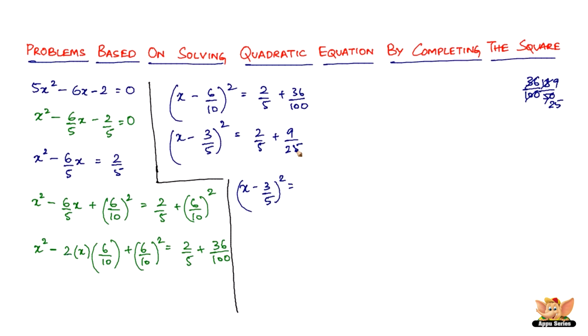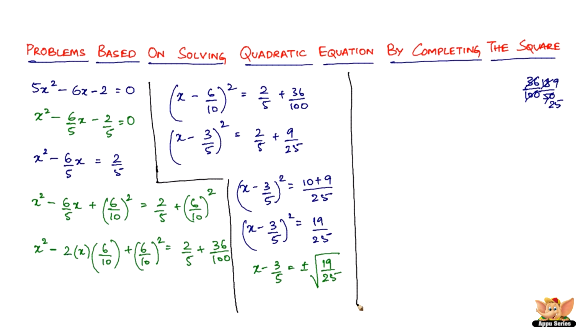Right? So the LCM definitely is 25. So 5 times 5 is 25. Therefore, 2 times 5 is 10. So 10 plus 9 divided by 25. So x minus 3 by 5 the whole square equals 19 by 25. So the next step is taking square root on both the sides. So we get x minus 3 by 5 equals plus or minus square root of 19 by 25. So here we have x minus 3 by 5 equals plus or minus root of 19 divided by 5, because root of 25 is 5. So we've done that, but this is left.